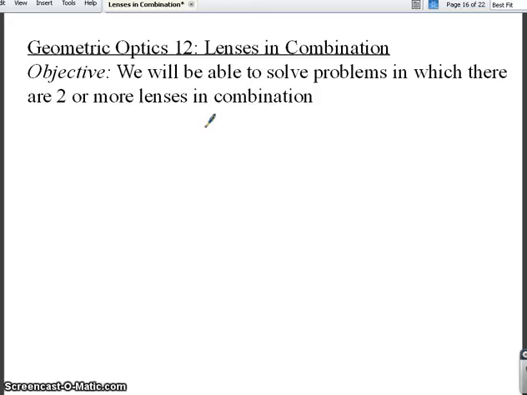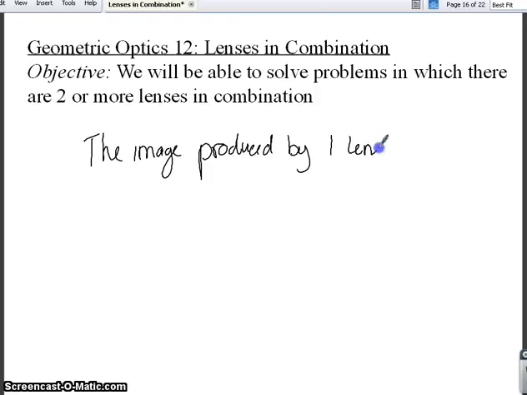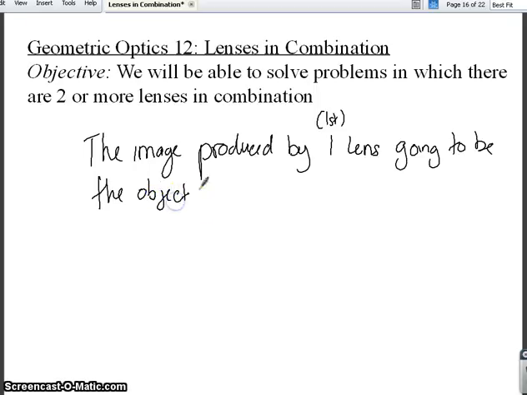So, lenses in combination. When we have lenses in combination, there is one basic rule, and the rule is this: the image produced by one lens, the first lens, is going to be the object for the second lens.